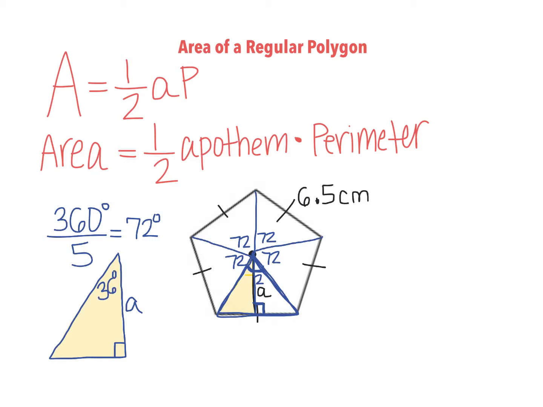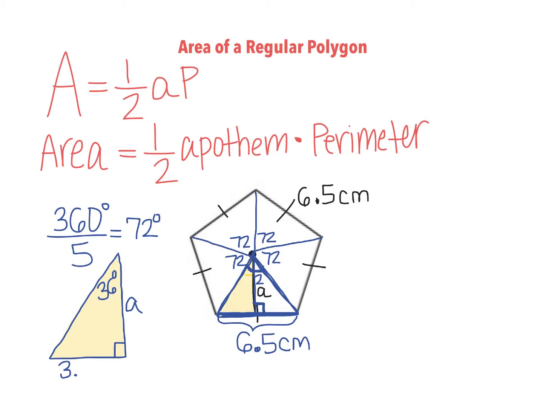Okay, so I have 36 degrees, and I know that I'm trying to find the apothem. What else do I know? Well, I know that this is a regular polygon. That means it's equilateral. So this entire distance right here is 6.5 centimeters. So how could I relate this to my yellow triangle? So it turns out that we're going to be bisecting this side right here as well. And to bisect something, that means we're cutting it exactly in half. So what would be half of 6.5?